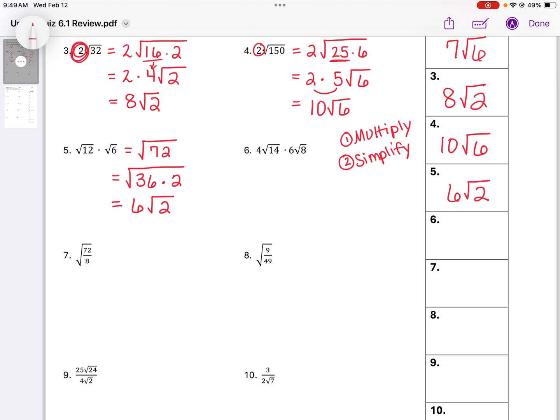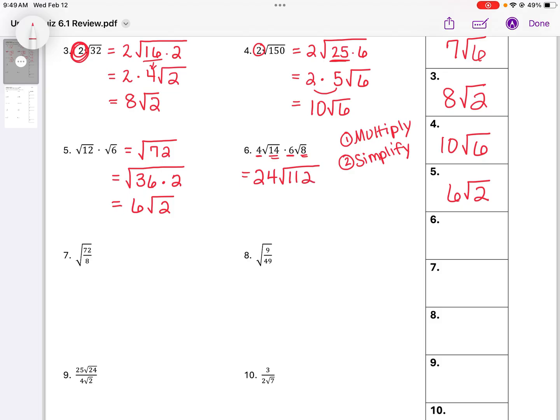Okay, number 6. On number 6, I have 2 radicals to multiply. They do have numbers in front of the radicals, so I'm going to multiply those first. So I'm going to do 4 times 6 is 24. And then 14 times 8. Okay, so multiply these two. 14 times 8. I need my calculator for that one, y'all. That's going to be 112.